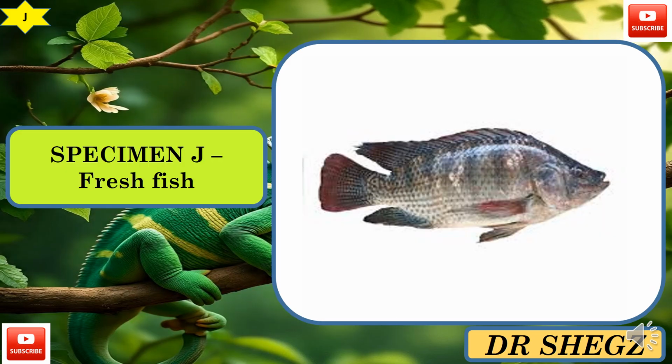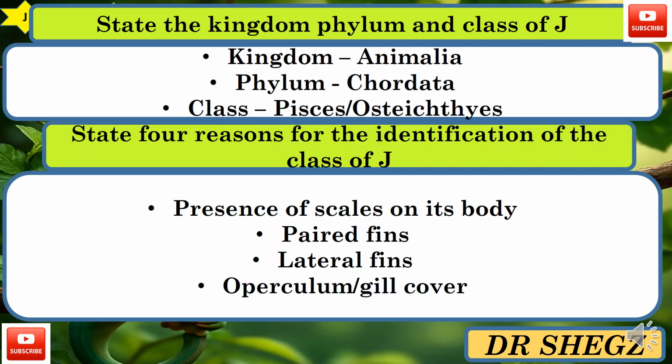Fish. Kingdom Animalia, phylum Chordata, and class Pisces or Osteichthyes. Now, reasons for us saying that it belongs to class Pisces: presence of scales, paired fins, operculum or gill cover, etc. Its habitat is aquatic habitat. Very easy to know that.